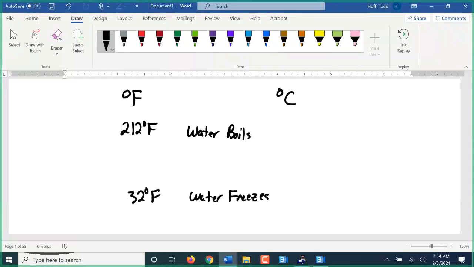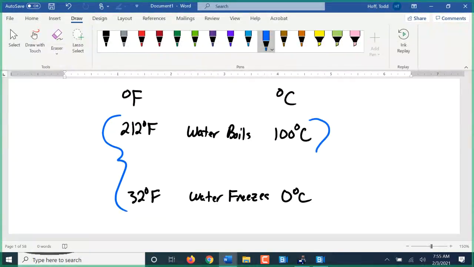In the Celsius scale, what temperature does water freeze at? 0 degrees Celsius. And boils? 100 degrees Celsius. For that reason, it's sometimes called the centigrade scale. Centi means 100, grade means division. So it's a scale of 100 divisions between freezing and boiling for water. That name has kind of fallen out of use.